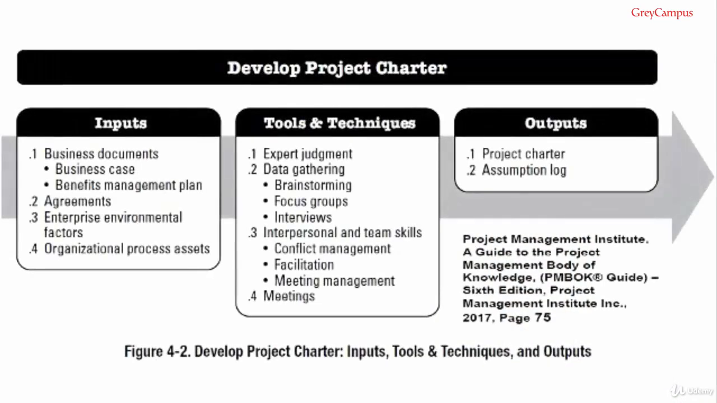The instructions might be sift the dry ingredients together, mix the wet ingredients, then fold into the dry ingredients, pour into a greased baking tin and bake at 180 degrees Celsius for 20 minutes, and the output will be a cake. Each process in the PMBOK guide has a cookbook recipe too. Here is the one for the Develop Project Charter process. The inputs are like the ingredients, the tools and techniques are like the baking instructions, and the outputs are the final result of following the recipe.